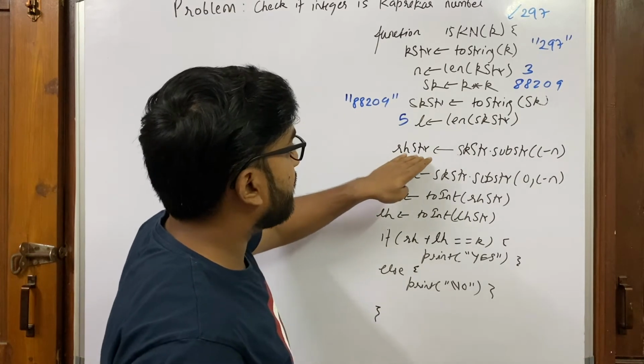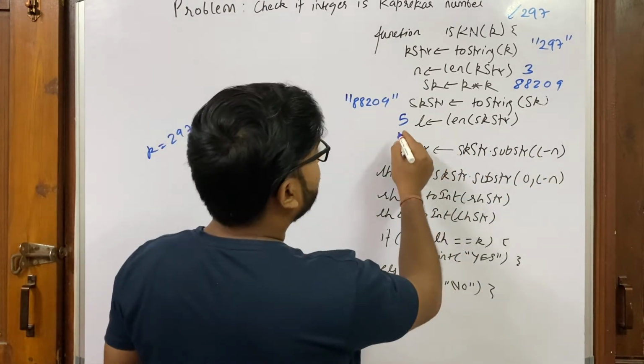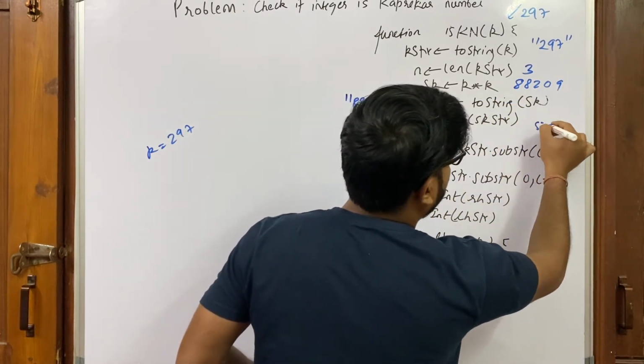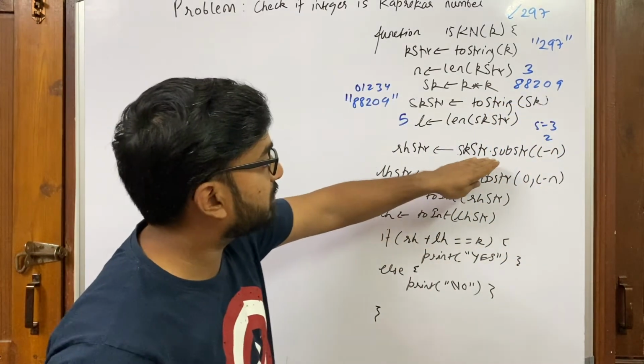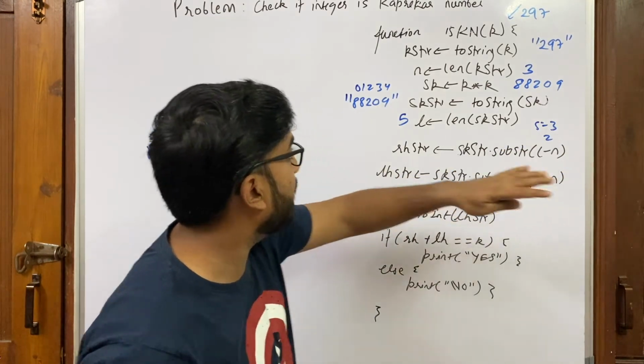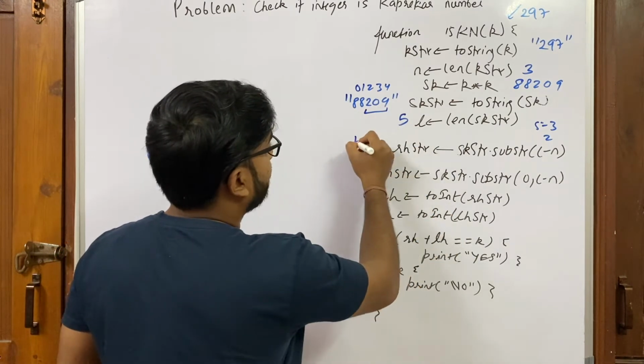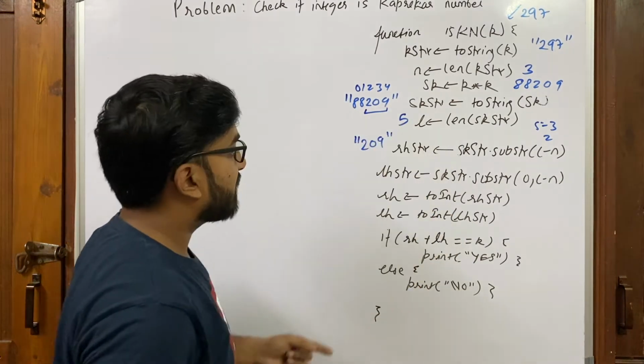Then the right half string is skStr.substring(L - n). L is 5, n is 3, 5 minus 3 you get 2. Substring from this index means you have to find the substring starting from this index till the end. So starting from index 2 till the end, you get 209 as a string in rhStr.